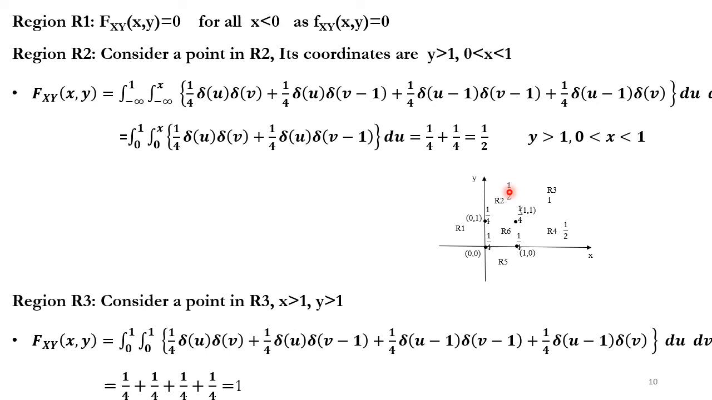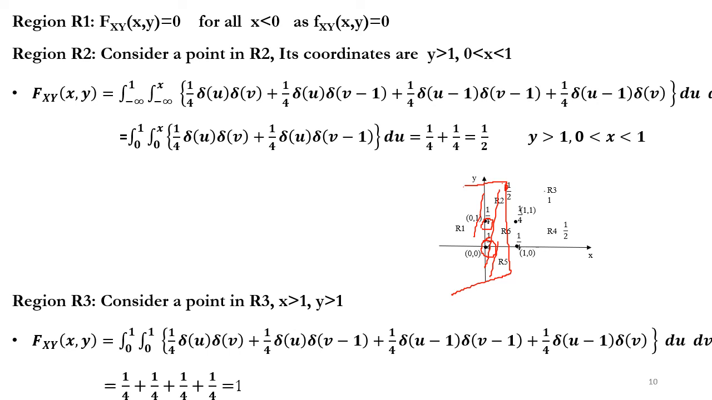Let us consider the next region, R4. In this region, if I consider a point, say this is the point under consideration, then I need to consider the region under this. And if you observe here, I have two values, 1 by 4 and 1 by 4. So therefore, when I add them, 1 by 4 plus 1 by 4, you get the answer as 1 by 2.